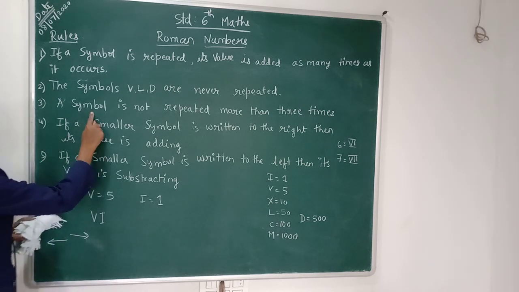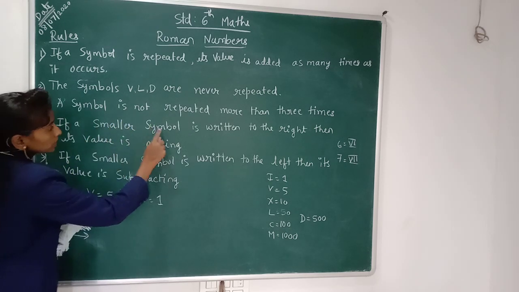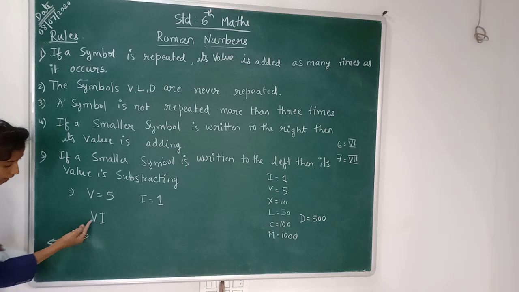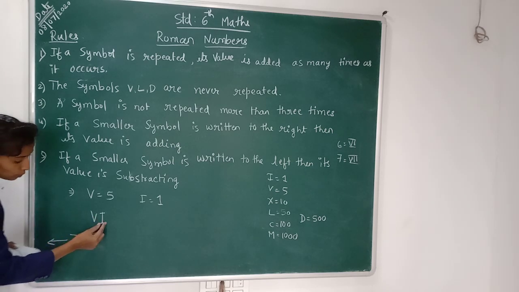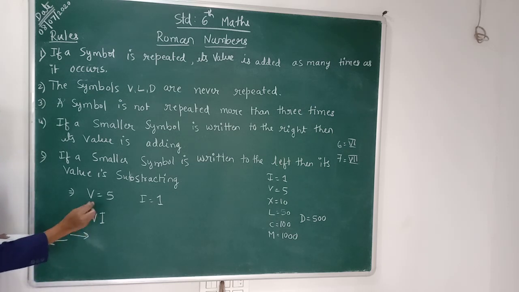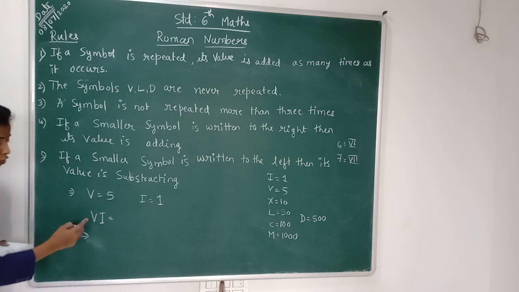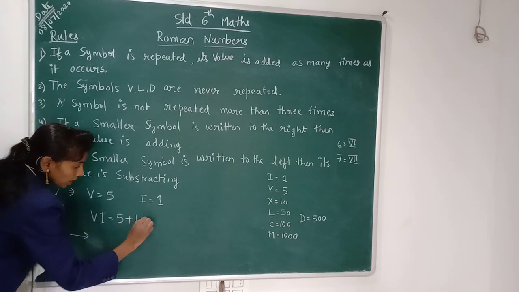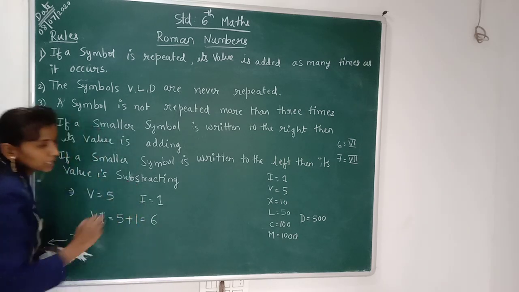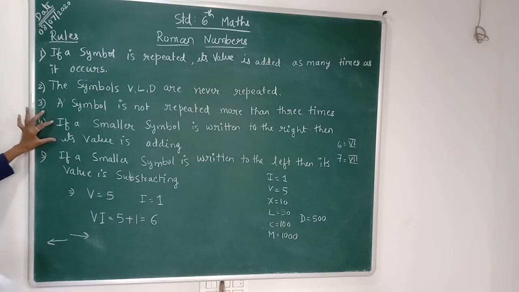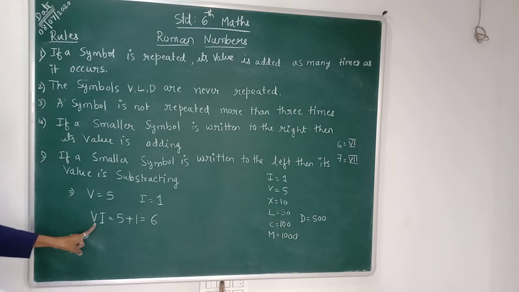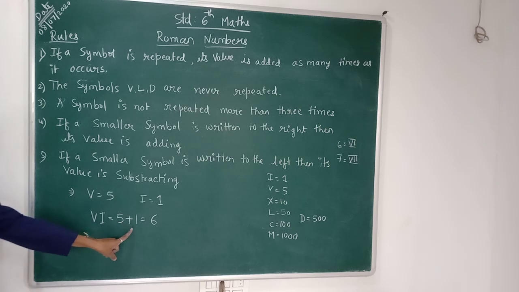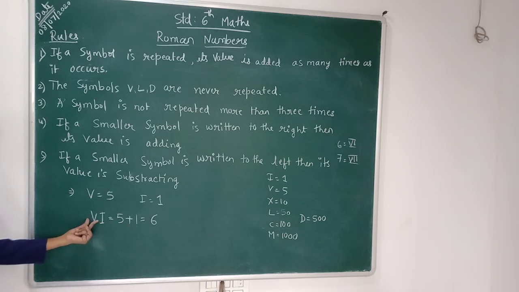If a smaller symbol is written to the right, then its value is added to the greater value. This is the smaller and this one is the greater. The greater value is 5, plus the smaller value on the right side, so 5 plus 1 is 6. When we write the smaller value to the right side, it gets added to the greater value.